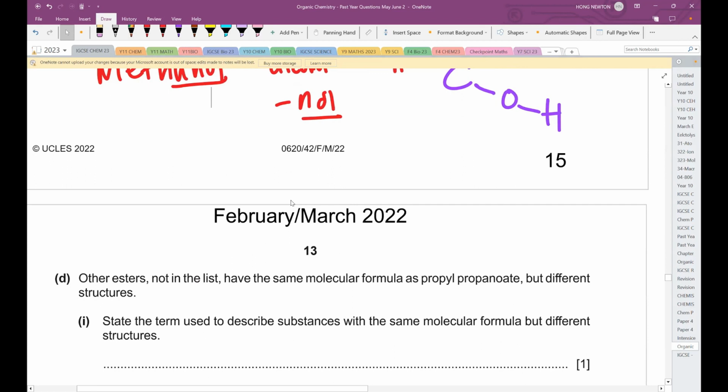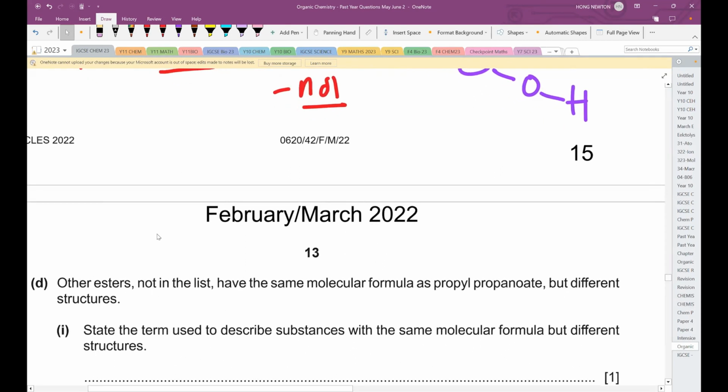Okay, now next one, question D. So it asks for another ester not in the list. Why do they always think out of the box? They say not in the list. So have the same molecular formula as propyl propanoate. Propyl propanoate. Prop means how many carbon? Mama eat papaya, 3. Propanoate, prop, 3. 3 plus 3, total 6 carbon.